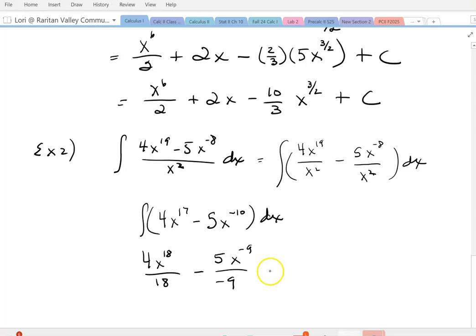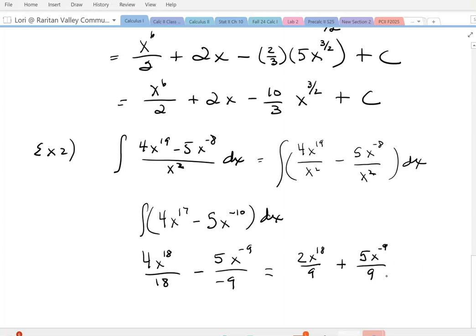And just try to clean it up the best you can. 4x to the 18th over 18 reduces to 2x to the 18th over 9. Those two negatives make a plus, and we would leave that as 5x to the negative 9 over 9.